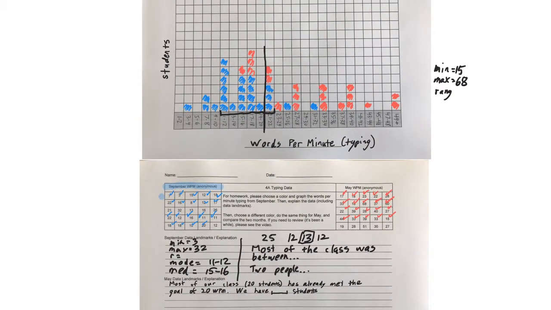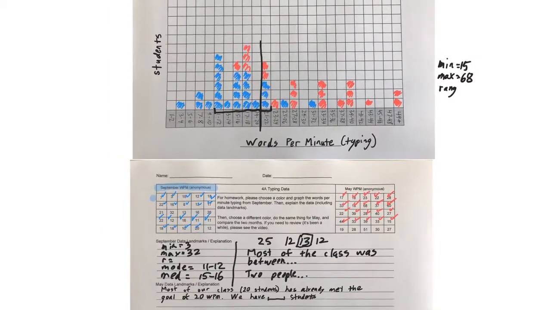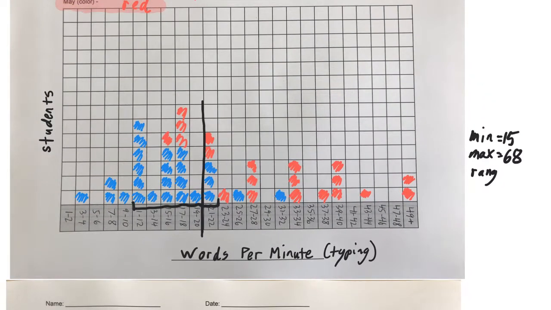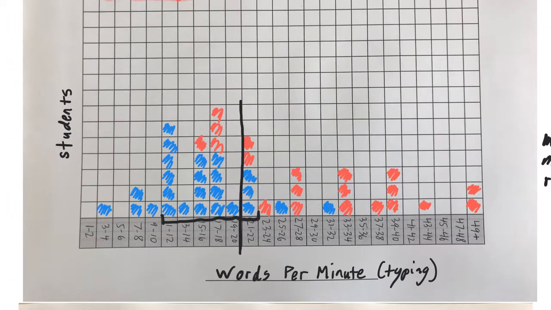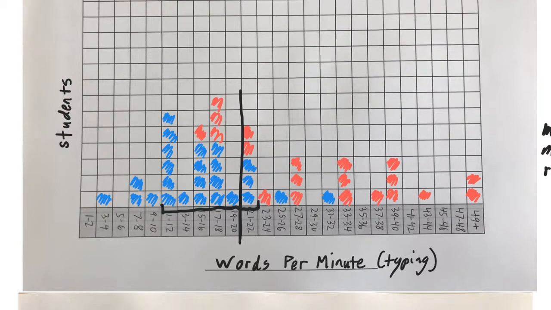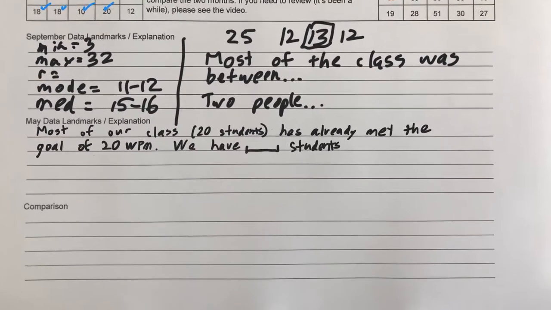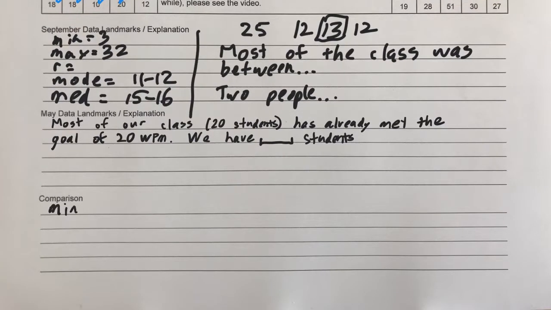And mine's not finished, but what do you notice from the red data? And then compare them, or comparing them. And this, again, you're just being a thinker here. How does it compare? And you could talk about the changes in the landmarks. So for example, if we were comparing, we could say the minimum went from 3 to 15. And how did the maximum change? And how did the median change in the class? And then why? Or what else did you notice when you compared the two things?